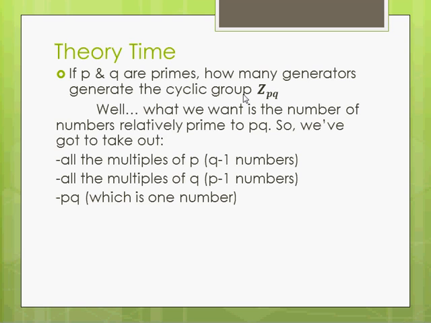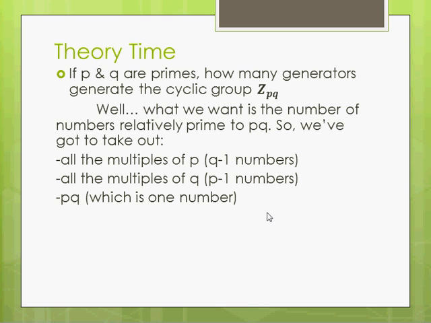Okay, and the multiples of P turn out to be just Q minus 1, and if you don't believe me, you can just write out an example. You can even make the numbers real small, like P is 2 and Q is 5. The multiples of 2 turn out to be 5 minus 1, which is 4. There are 4 multiples of 2 mod 10.